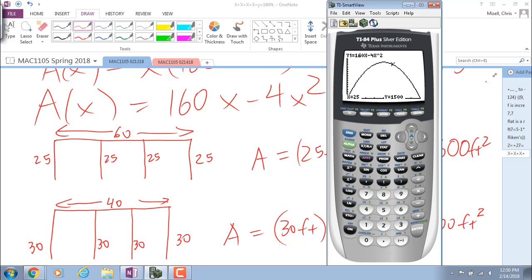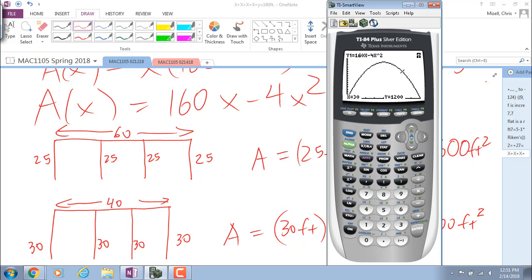We also checked it and found that if we make it 30, I'm just going to type in 30. You don't have to do the second calc value again. If you just type in a different value of x, it'll give you a different value of y. X equals 30. That's going to give us 1,200 square feet. But there is a point higher than either one of these.